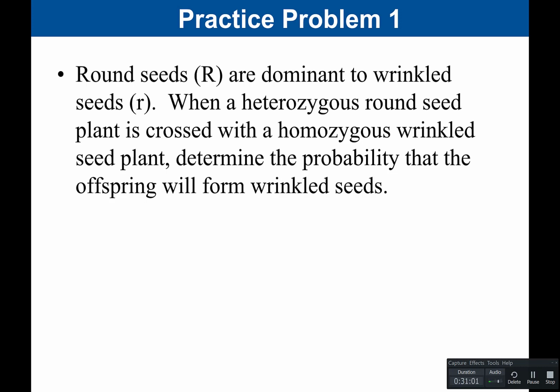So let me read the question. Round seeds are dominant to wrinkled seeds. When a heterozygous round seed plant is crossed with a homozygous wrinkled seed plant, determine the probability that the offspring will form wrinkled seeds. So I want you to attempt this problem and then post your answer on Canvas. What did you get as your probability that the offspring will be wrinkled seeds?